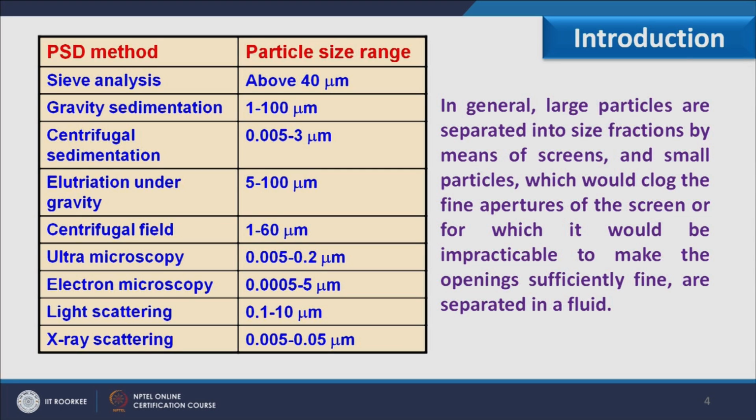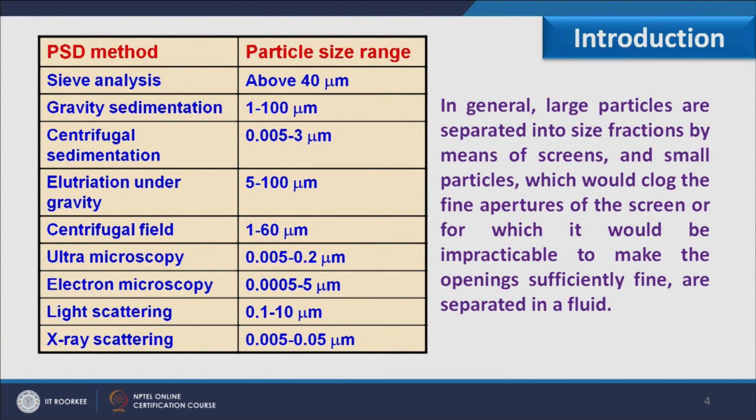When we consider gravity sedimentation, the size varies from 1 to 100 micrometer, and for elutriation the size varies from 5 to 100 micrometer. So, you can see the size range available when we go for separation through fluid. It means it handles quite a smaller size in comparison to sieve analysis. Sedimentation, centrifugal sedimentation and elutriation cover small size particles in comparison to sieve analysis, and basically in these processes fluid is the medium.